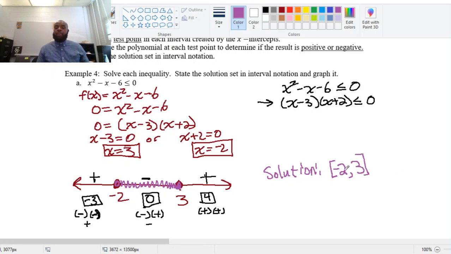For instance, if I pick a number like 0, I can plug it in that inequality. 0 squared is 0, minus 0, minus 6 is -6, which is less than or equal to 0. But if I were to pick a number like 4, 4 squared is 16, minus 4, minus 6 is 6. 6 is not less than or equal to 0. So that's why we focus in on this region right here. All right, so you can check your solution.